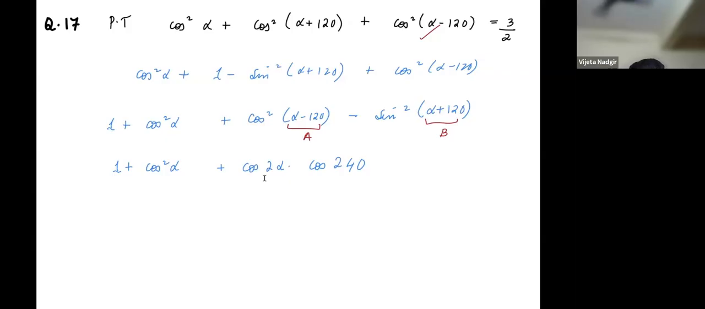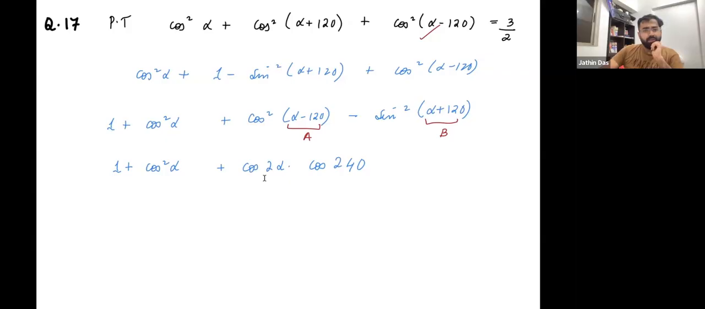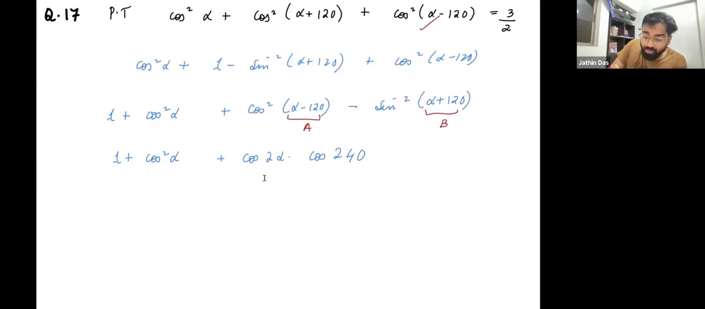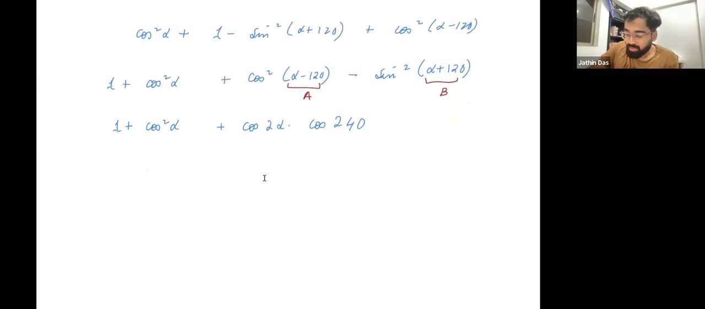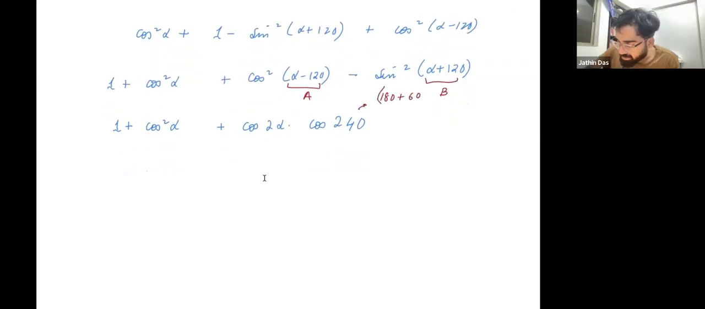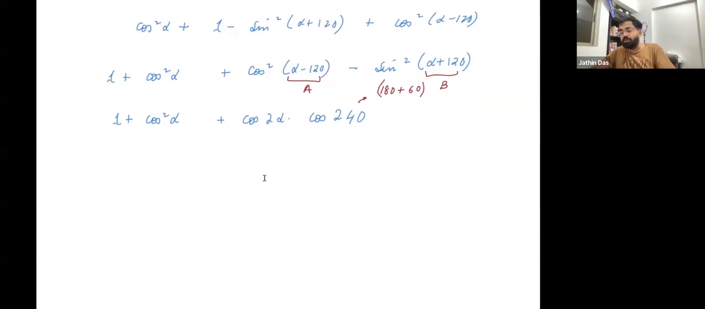Multiply and divide by 2. Why? Cos... नहीं, 240 का value you know. Oh. Yeah. 180 plus 60. So cos 180 plus 60 is what? Minus cos 60. Minus cos 60 means minus half. So 1 plus cos square alpha minus half into cos 2 alpha.